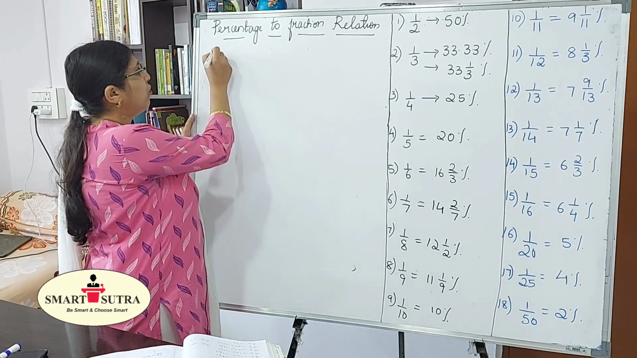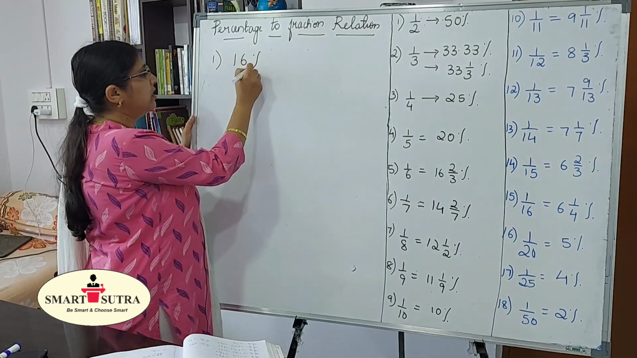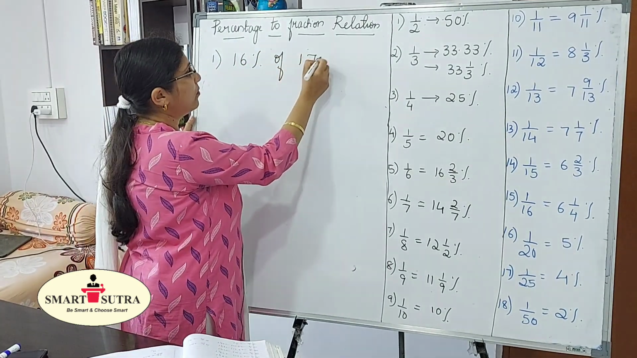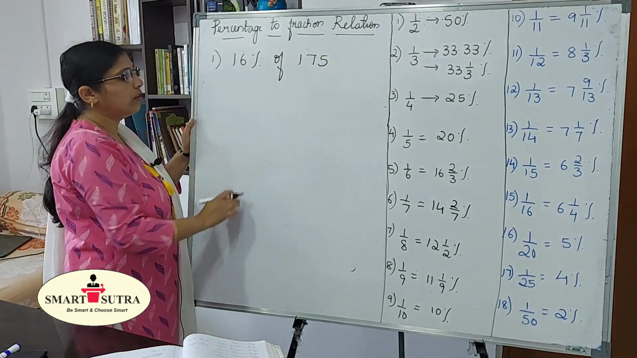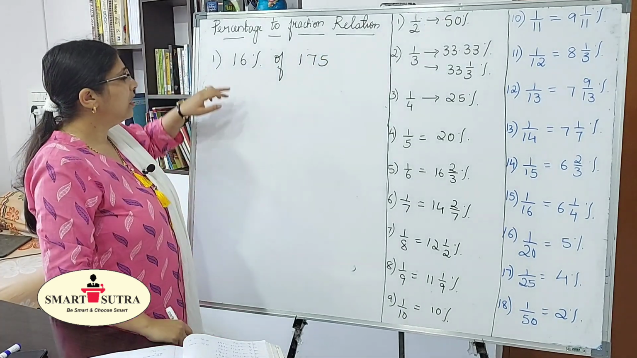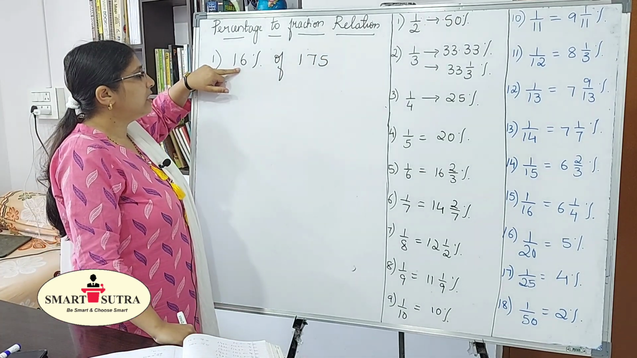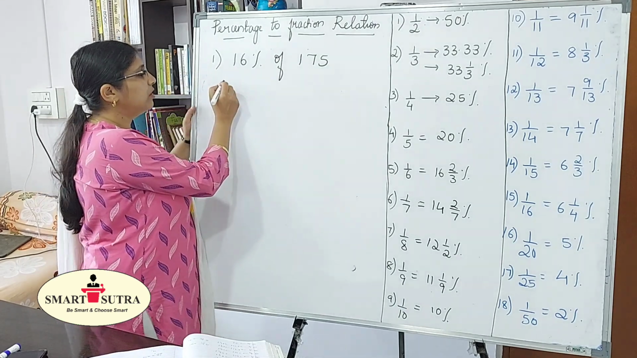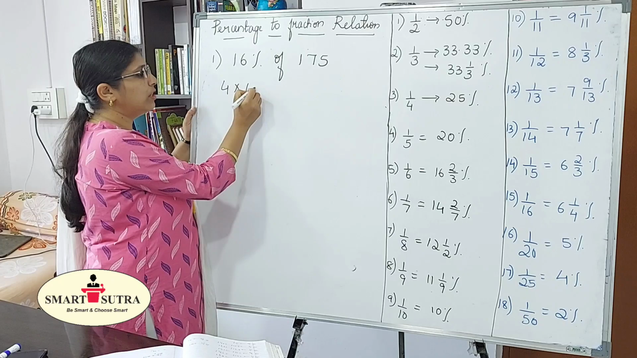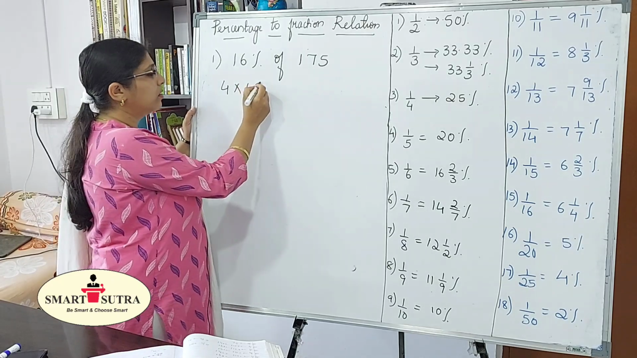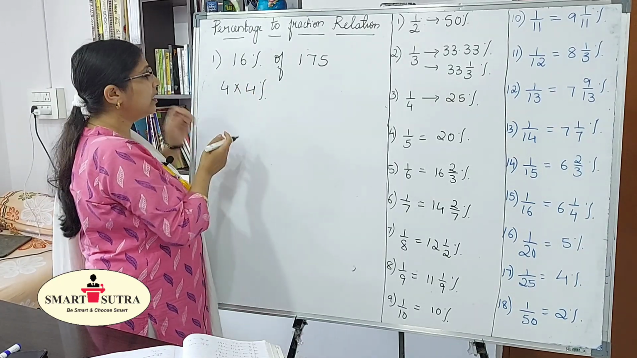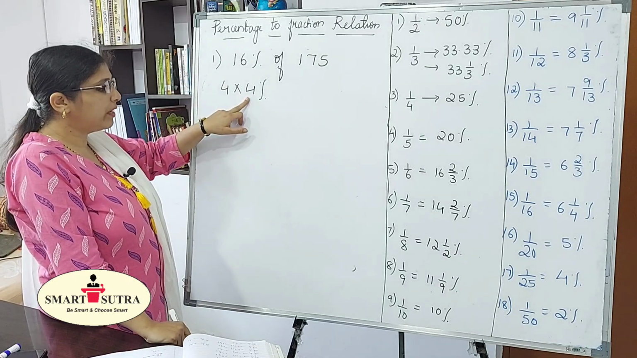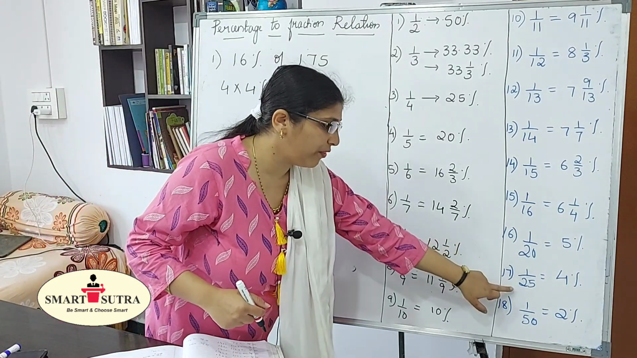Now for example, 16% of 175. So how do we do this? Now 16 is a multiple of 4. We know this. How much is it? 4 into 4 is 16, 4 into 4% you can say. It is a multiple of 4. Now, we know that 4% is nothing but 1 by 25.